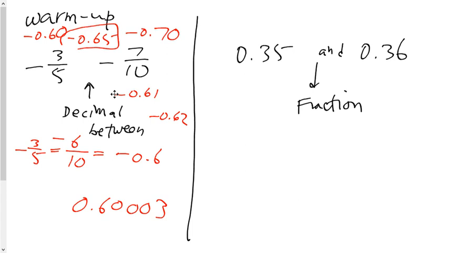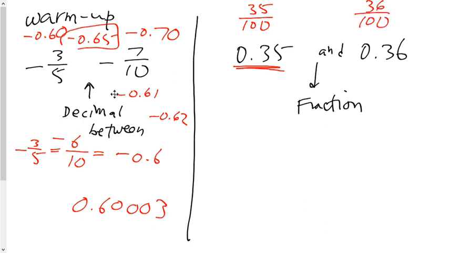Our second question reverses it. It gives us two decimals and says, tell me a fraction between there. So what we want to do for this is change from decimals to fractions. This is 35 hundredths, which as a fraction is 35 hundredths. This is 36 hundredths, which as a fraction is 36 hundredths.